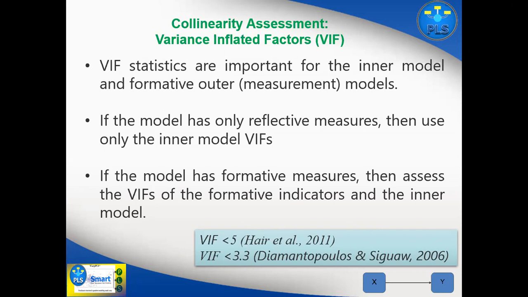If you have 5, you go for Hair. If you have less than 5, I beg your pardon, maybe you have 4.5, 4.6, 3.9, then you say you follow Hair. But if you have less than 3.3, and maybe all your items VIF is 1.6, 2.9, all less than 3.3, then you say you follow Diamantopoulos, and you say VIF of the reflective or formative inner model or outer model is achieved.